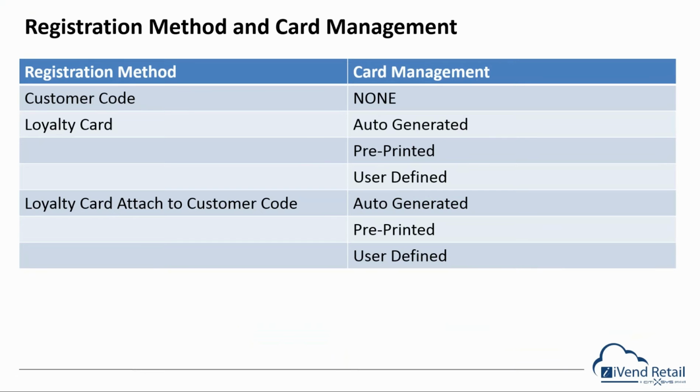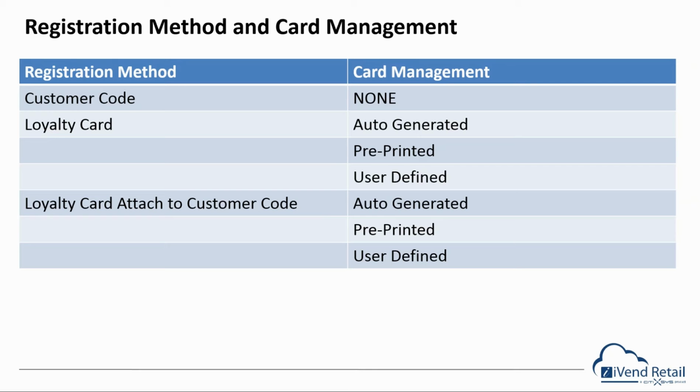This makes it easier within the system to manage and keep these in check. However, some customers and some shops would prefer to keep the customer codes and their loyalty card codes as two separate codes. For them, sometimes it makes it easier to track. It also allows greater flexibility in some ways. You can also set up your loyalty as just a straightforward loyalty card. And with that, you've got the options on your card management as auto-generated, pre-printed, and user-defined.